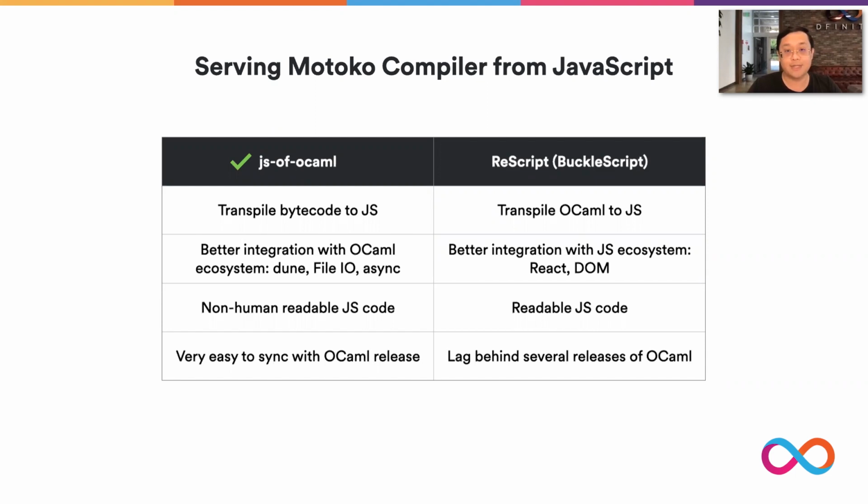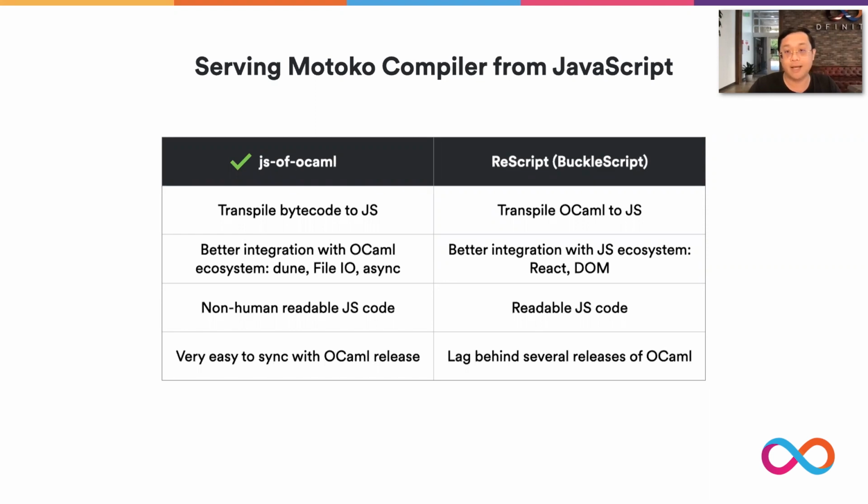And the difference is that because js-of-ocaml is starting from bytecode, everything in the OCaml ecosystem can be reused, like all the build system, the file IO, async library, and all this stuff on the surface language. So it's not affected by the use of js-of-ocaml. So it's very well integrated with the OCaml ecosystem. And also it's very easy to sync with the OCaml release because the bytecode doesn't really change across releases.